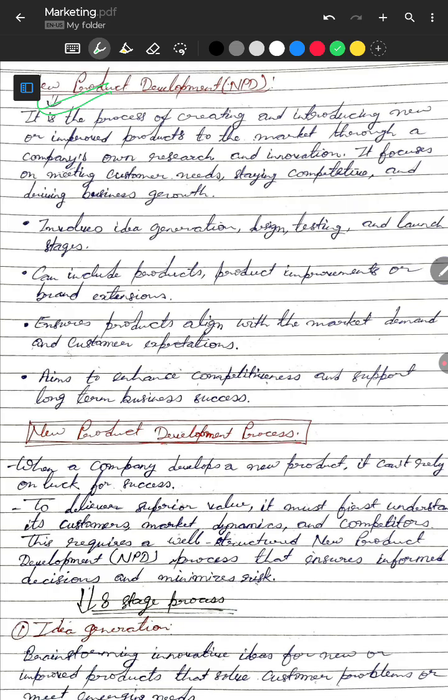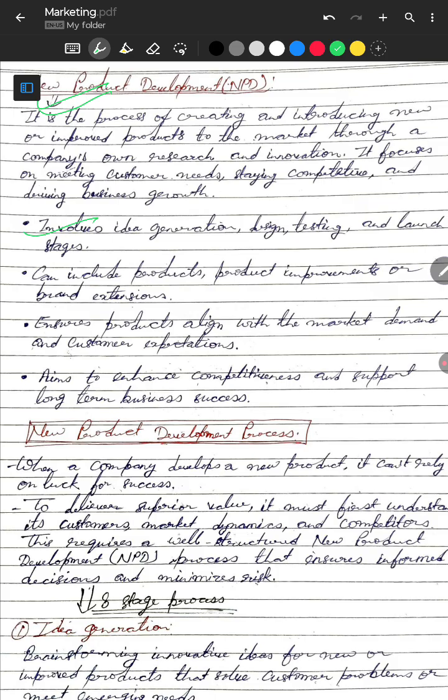It focuses on meeting customer needs, staying competitive, and driving business growth. So if any process is creating or introducing a new product to the market through the company's own research and innovation, then we can call that new product development. It involves idea generation, design, testing, and launch stages. It can include new products, product improvements, or brand extensions.